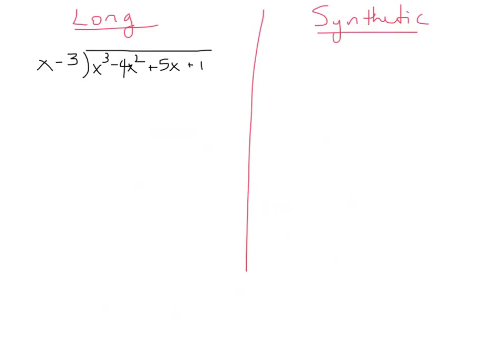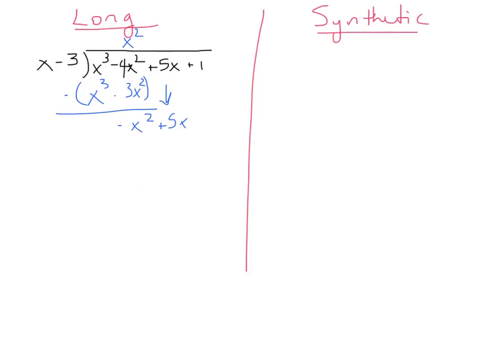And I ask, what do I multiply x by to get to x cubed? I'm going to multiply by x squared. And multiply the divisor by x squared. I get x cubed minus 3x squared. Subtract. And I will get 0, and I will get negative x squared. I'll bring down a plus 5x.